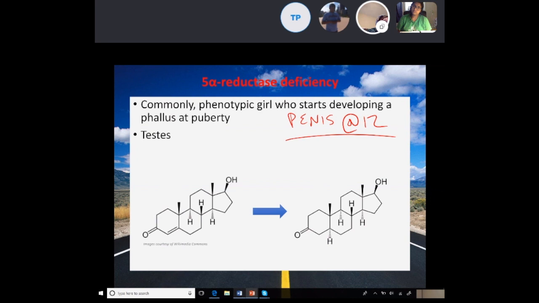So at puberty, they'll develop testes, a deep voice, and hair growth. I like to remember this one because I remember penis at 12, and this has a 5 in it, so I just remember there are numbers in both of those, and that's how I remember that one.